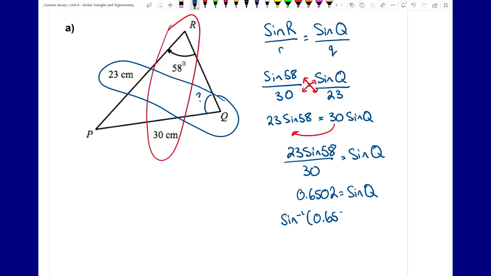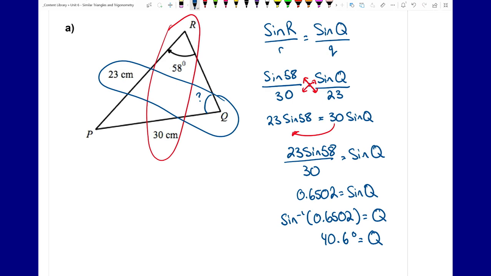So similar to our sine ratios or our right angle trig ratios, when we had to solve for an angle, we had to use the inverse. The same thing is true with our sine law. We still have to use the inverse for that very last step. So the inverse of sine of our value that we got gives us an angle of 40.55. We'll say 40.6 degrees equals Q.